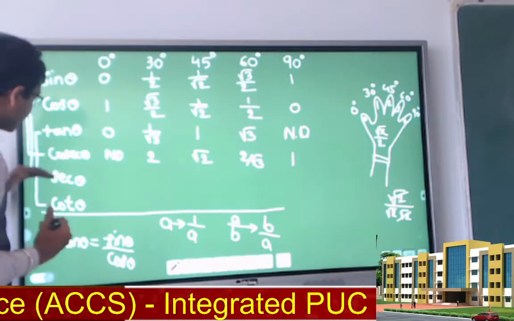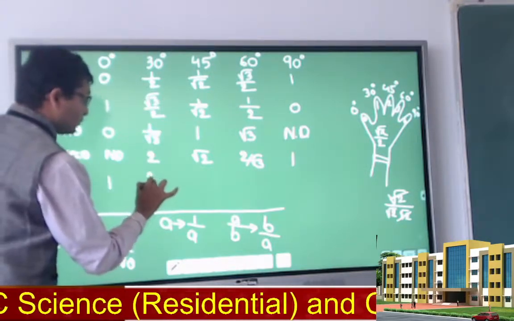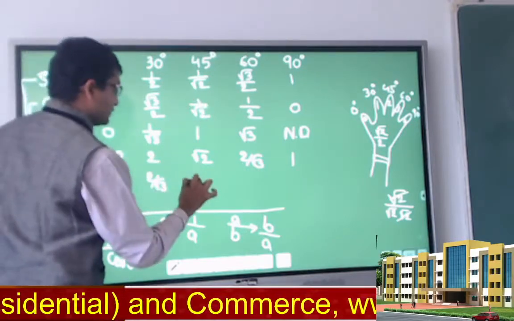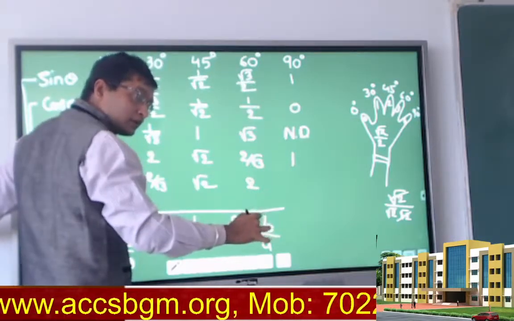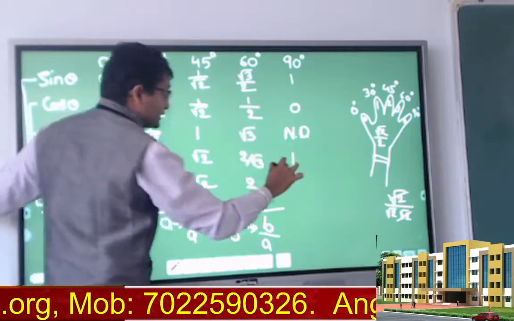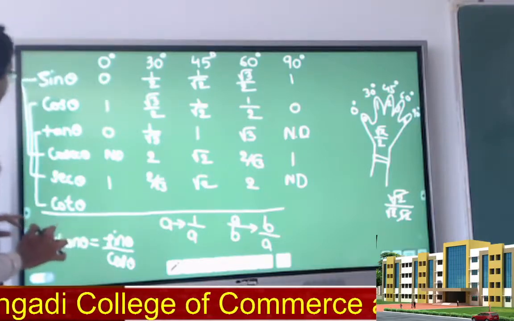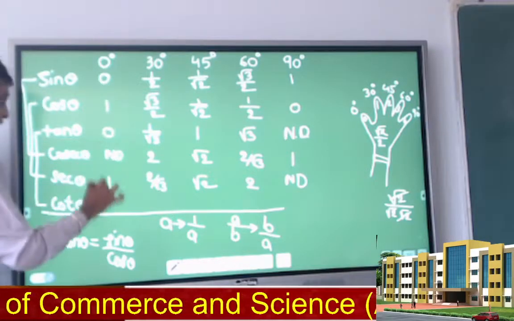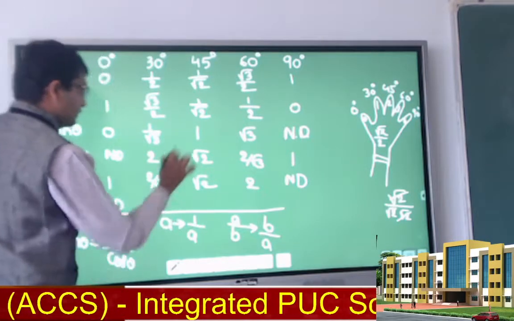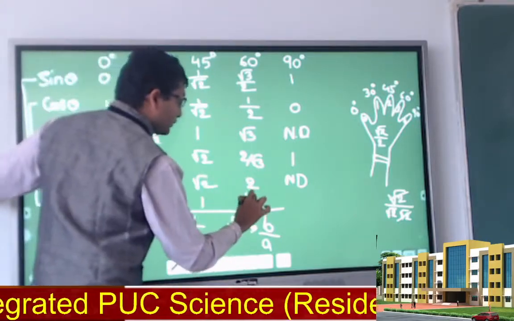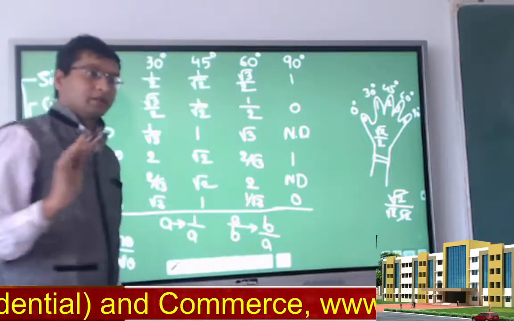Now the cos reciprocal is sec. Write all the reciprocals. 1 I am getting. Next 2 by root 3. Next root 2. Next 2, and 0, so 1 by 0 it will become. What are we getting for 1 by 0? Not defined. Then I am writing the tan reciprocal, cot: 0 we get not defined. 1 by root 3 reciprocal is root 3, 1, then 1 by root 3, then not defined. We get 0. Like this.